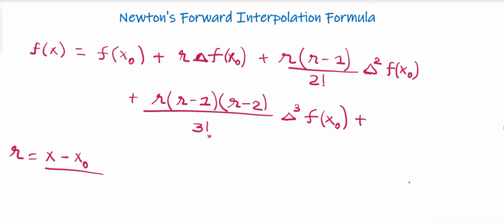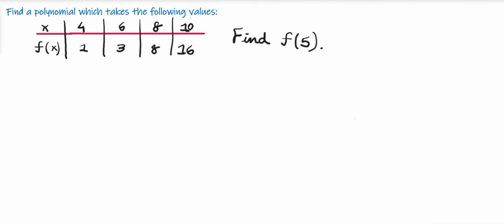So this is how we find the value of r, which is x minus x naught divided by h. If we are having 4 values of x and y, then the formula will continue till delta cube f of x naught. And if we have 5 values of x and y, then the formula will continue till delta raised to 4 f of x naught. This will be much more clear to you while we'll solve the examples.